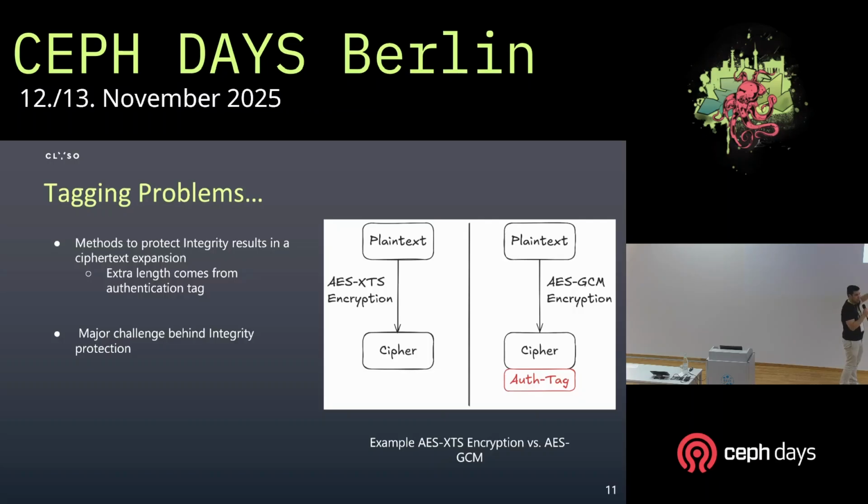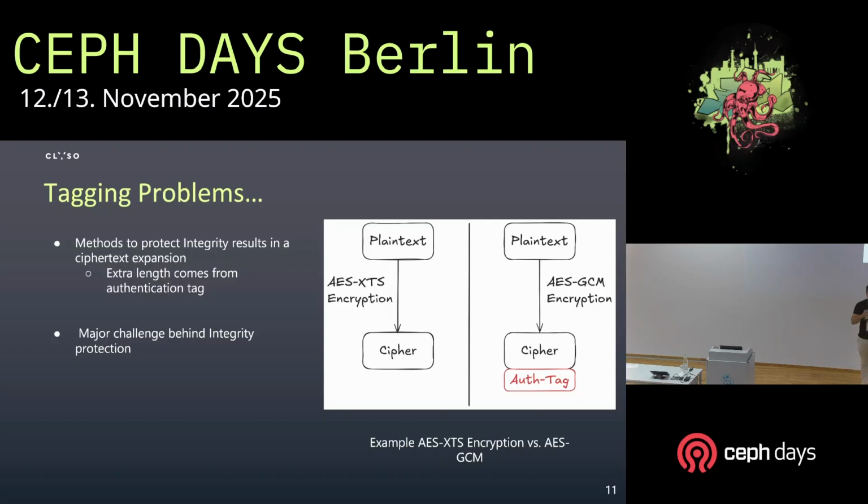So if I, let's say, encrypt a 4 kilobyte sector, the output will be a 4 kilobyte sector of just encrypted data. But if I use some sort of authenticated encryption, then the input will be 4 kilobytes, and the output will be 4 kilobytes plus some authentication tag. And the entire problem is essentially, how do I deal with this extra bit of data?